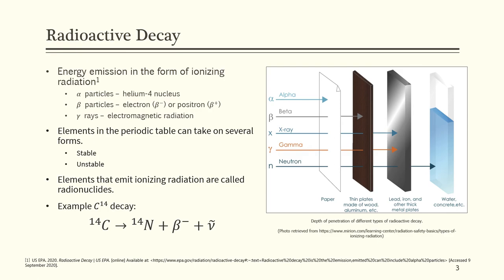An example of radioactive decay is radiocarbon, which is found in the atmosphere. If you look at the example on the bottom, radioactive carbon, or C14, decays into nitrogen-14 plus an electron plus an antineutrino.